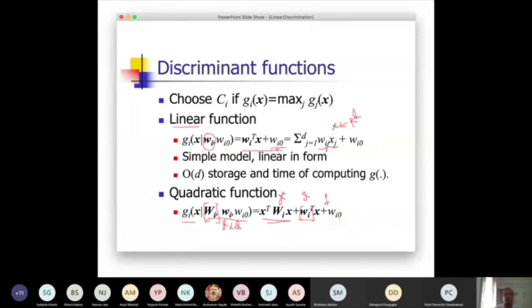The advantage of linear function is that it requires fewer parameters, and it's also simple. Linear in form has some other advantages for algebraic operations. Quadratic function requires more storage and time, but it has more power in discriminating the input vectors.